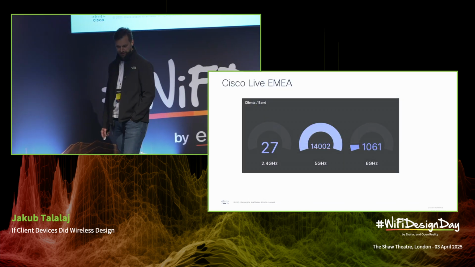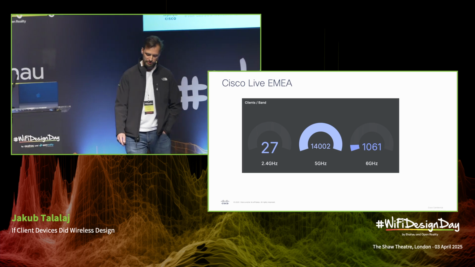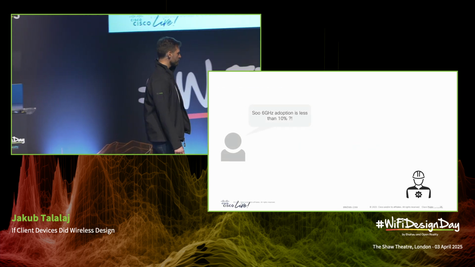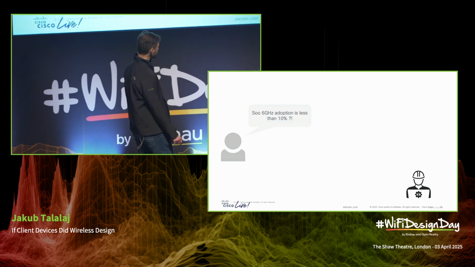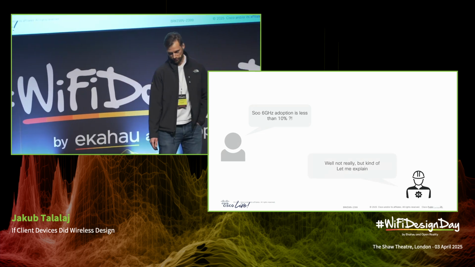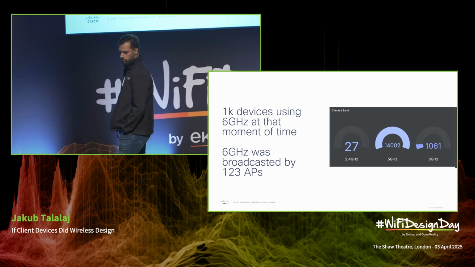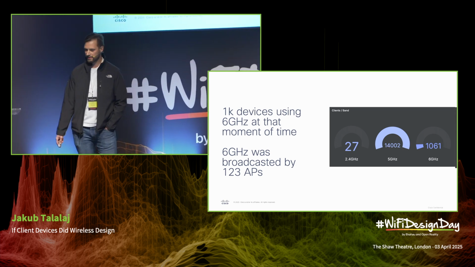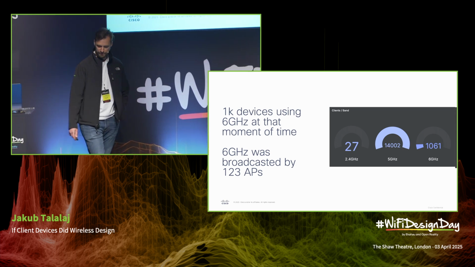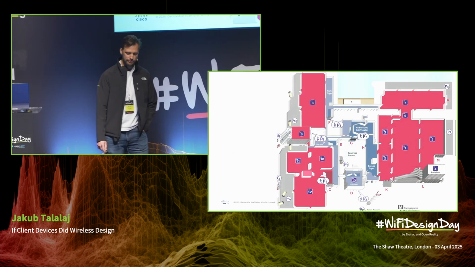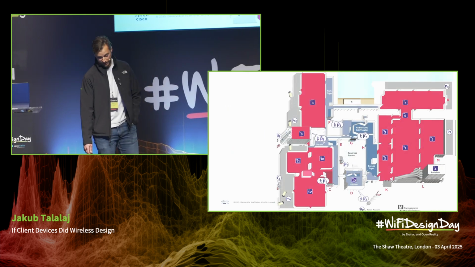So going back to that snapshot, at that point of time, we saw 1,000 active clients on 6 gig. And you may wonder, so you're telling me the adoption is only 10%? Kind of. Let me explain. We only had 120 Wi-Fi 6E and Wi-Fi 7 APs deployed around the area, right? So adoption was quite good, but now if we look at the entire venue, it's quite big actually.